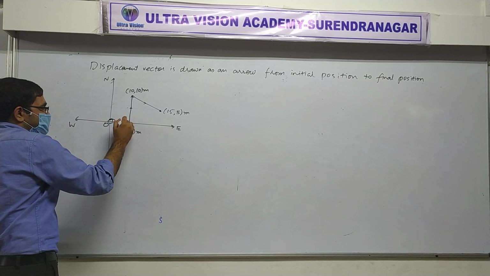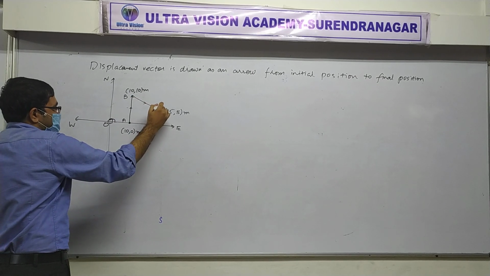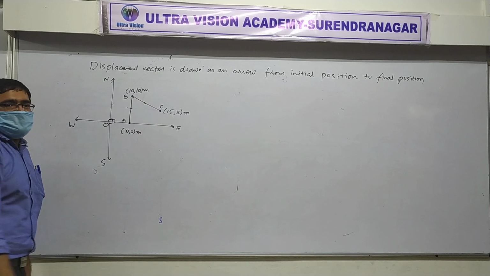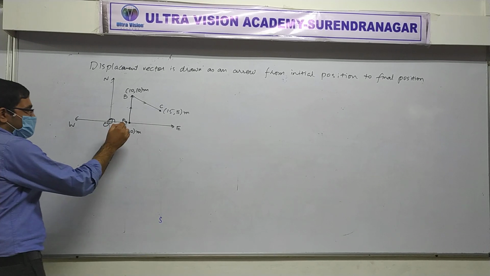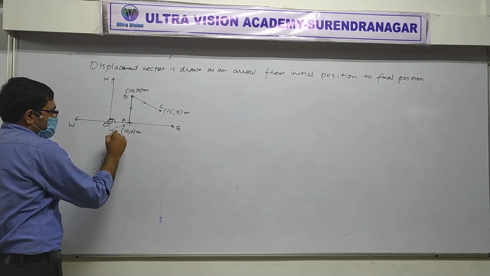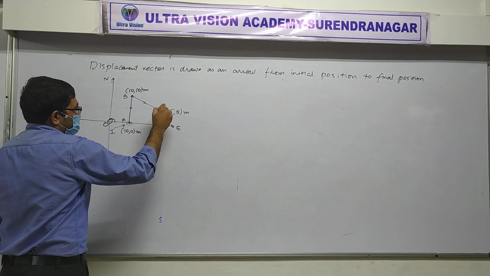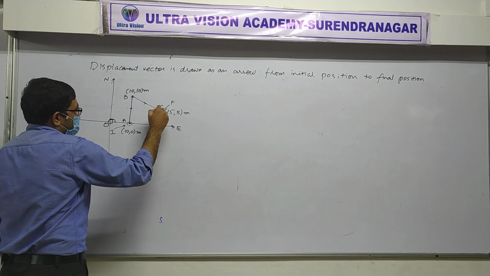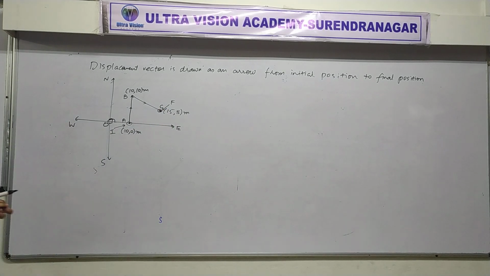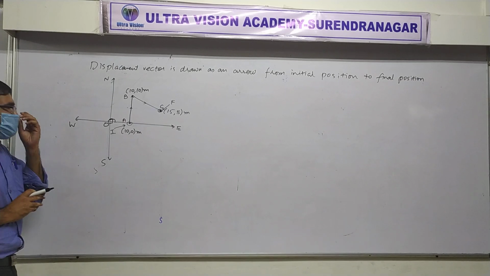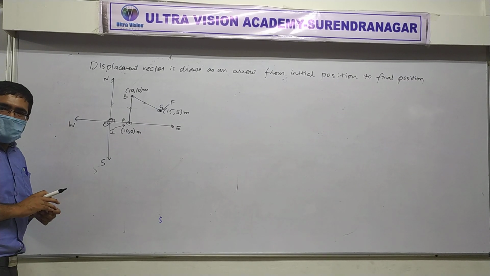So let's say this is A, here is B, and here is C. So we start observing here, so this is the initial point, and we stop observing here, so that is the final. Okay, so which point is initial? A, 10,0. A is initial. And which point is final? C. C, that is 15,5.